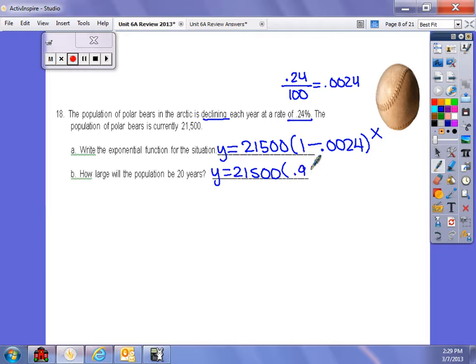So I decided to subtract them. You don't have to, but they want to know what happens and how many polar bears in 20 years. So please make sure that you know that these are polar bears, and when you work this out, it came out to 20,491.1942. Eliminate the 0.1942 because we're talking about living things. So you would just say 20,491 bears.